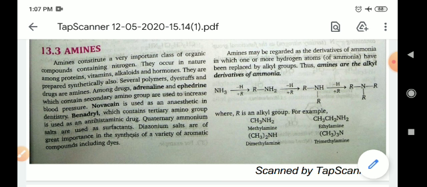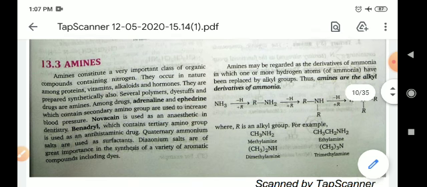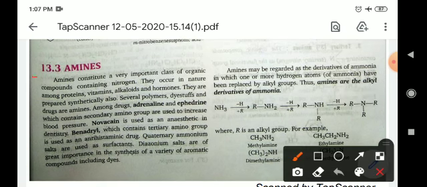In this class, we will discuss the second part of the chapter, organic compounds containing nitrogen. So, in this portion, we will discuss the amines. So, what are the amines? Amines may be regarded as derivatives of ammonia in which one or more hydrogen atoms have been replaced by alkyl groups. So, amines are the alkyl derivatives of ammonia.